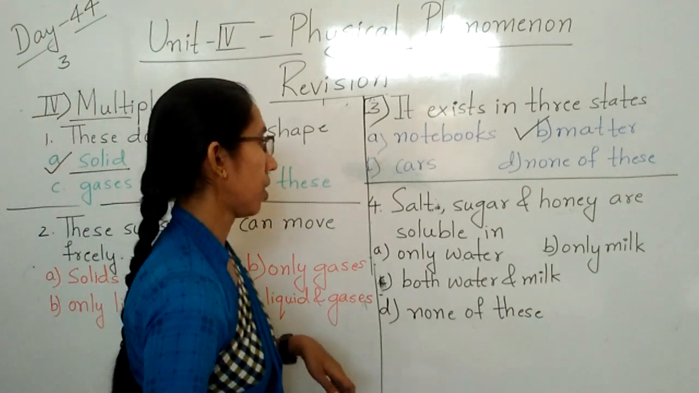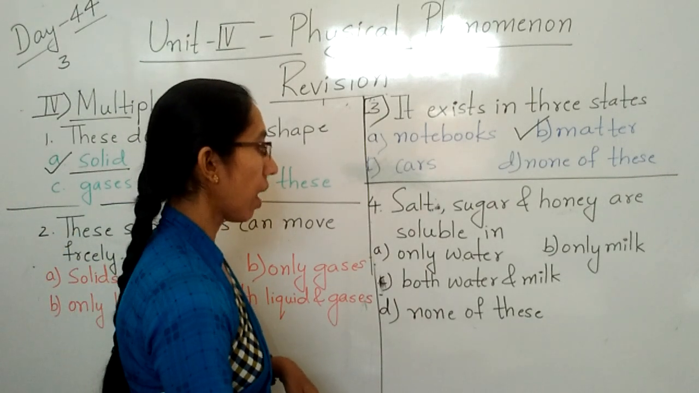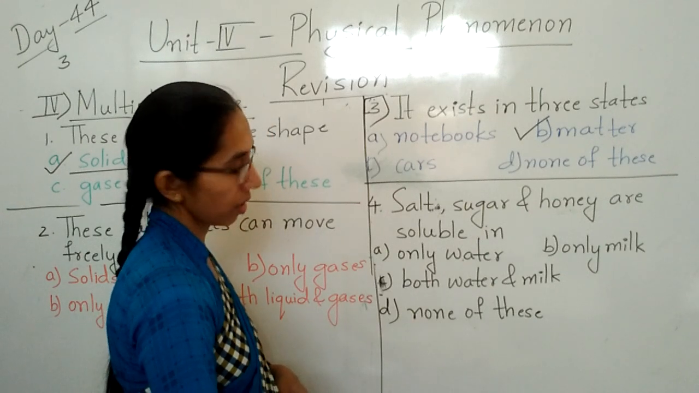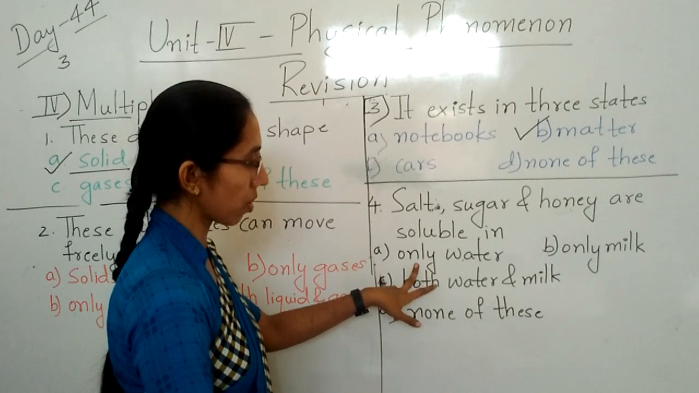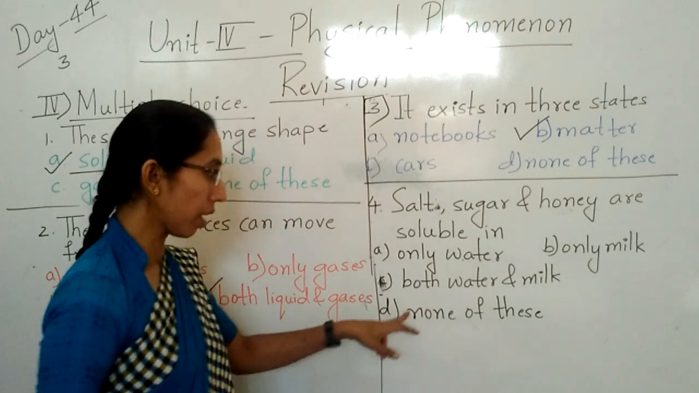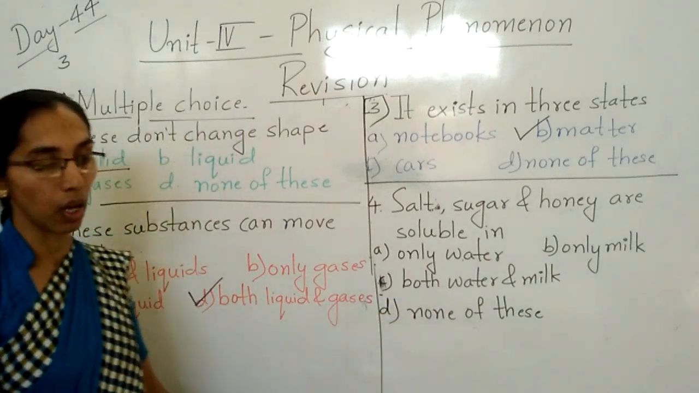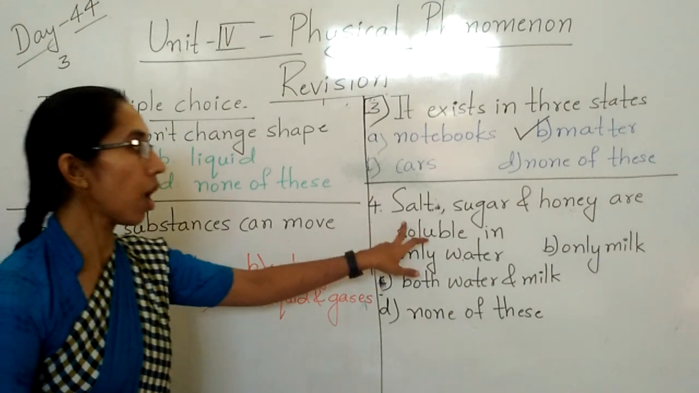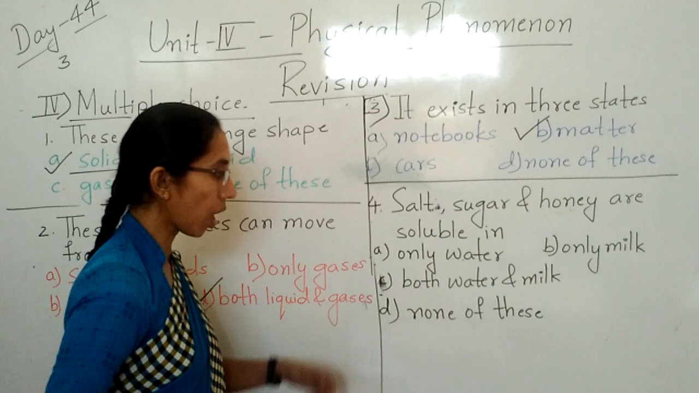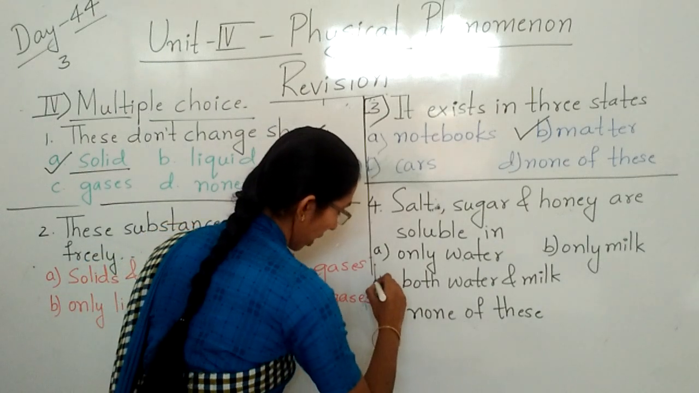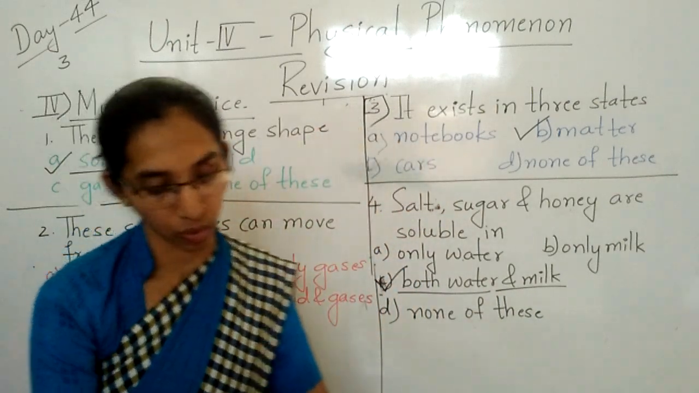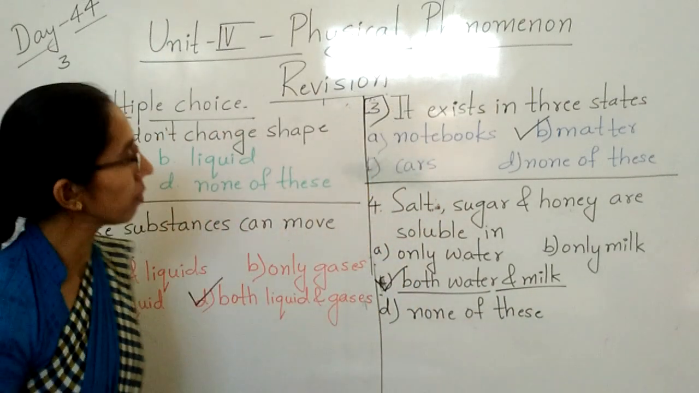Next one, salt, sugar and honey are. It is soluble or insoluble children? Tell me, what is that given the option? Only water, only in the milk, or both water and milk? None of these. So salt, sugar and honey can be dissolved in water and milk. So what is the correct answer? Both water and milk. Clear children? Now we'll see the next one.